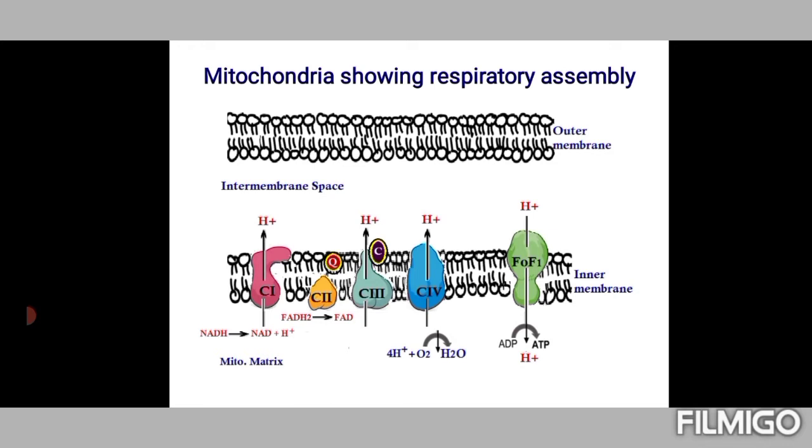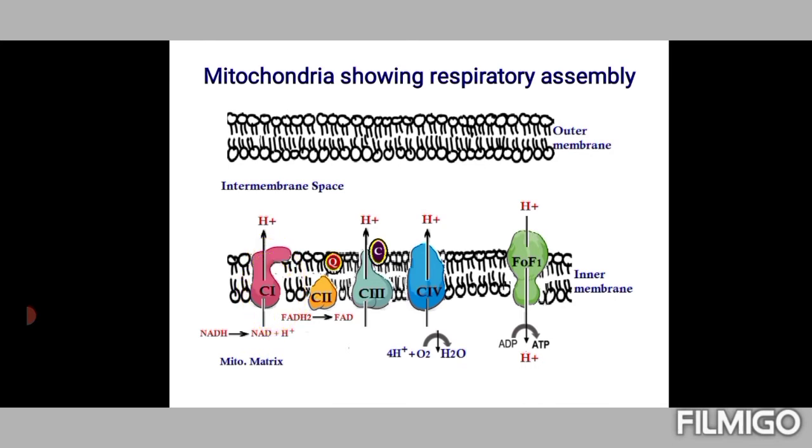The electrons from NADH pass to complex 1, but they are actually passed to the FMN prosthetic group, a tightly attached FMN prosthetic group of the NADH dehydrogenase enzyme of complex 1. This enzyme has 34 polypeptide chains, and this enzyme oxidizes NADH as shown here. So H plus is released, as well as the electrons are passed to FMN, and FMN gets reduced to FMNH2.